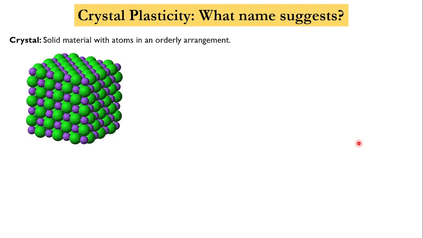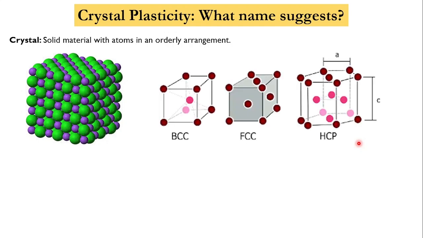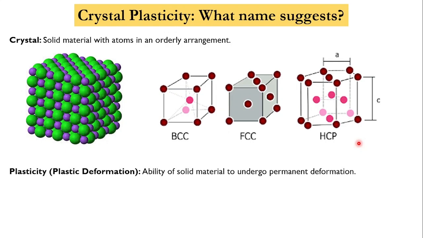So crystal plasticity, what does the name suggest? It is made of two words, crystal and plasticity. Now, as we all know, crystal is a solid material with atoms in an orderly arrangement, like BCC, FCC, or HCP. In all three cases, the atoms are arranged in a particular manner and are solid in nature. So that is crystal. And plasticity, the plastic deformation, is the ability of a material to undergo permanent deformation, that is beyond the elastic limit.